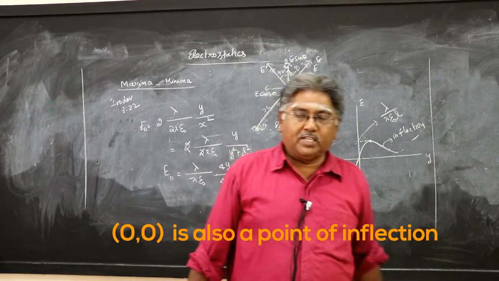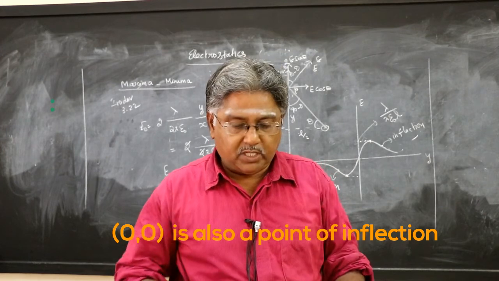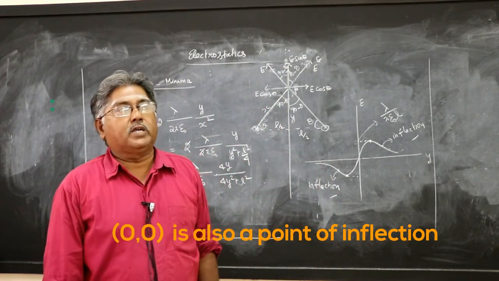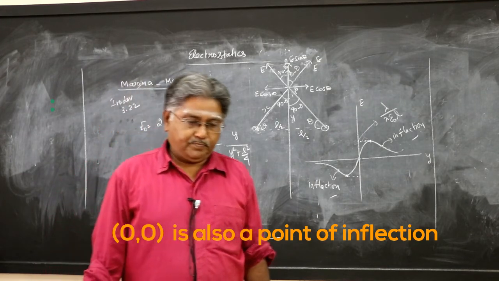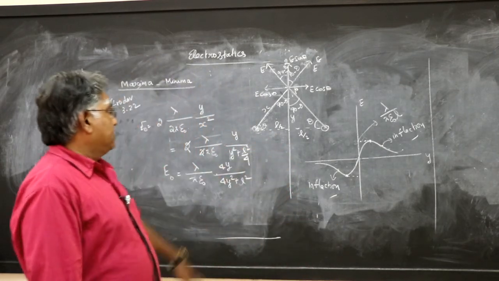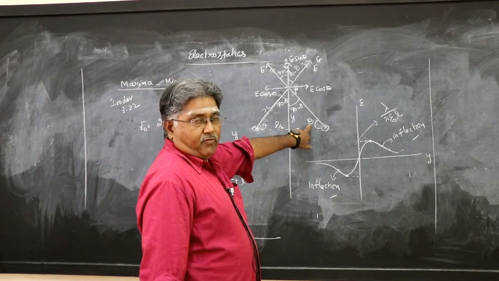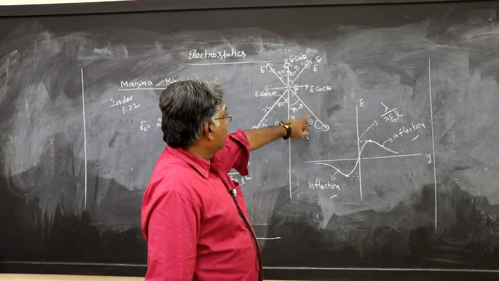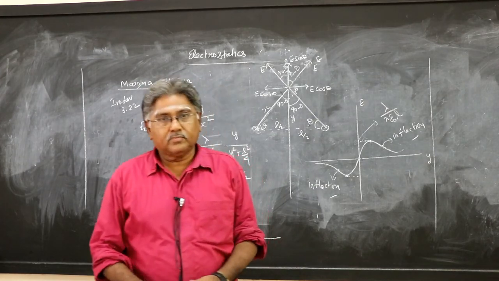If you want to calculate the point of inflection, it is possible. Some other day we will take up the topic how to locate the points of inflection. Understood that? So this is how we will have to do those maxima minima cases. When theta is 45, 2 theta is 90, electric field will be maximum. Understood that?